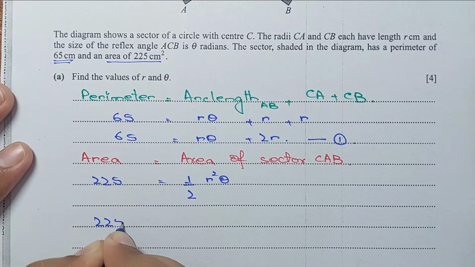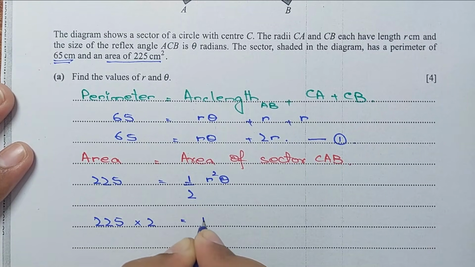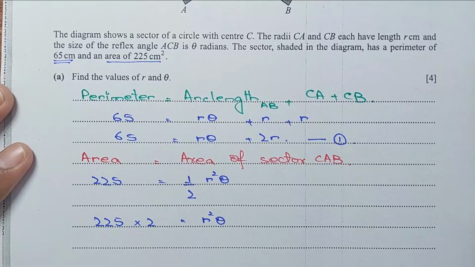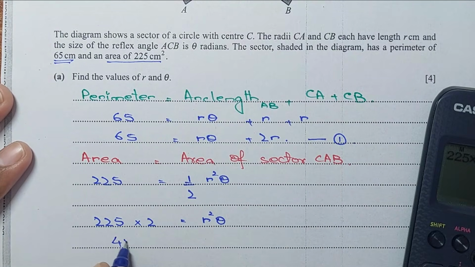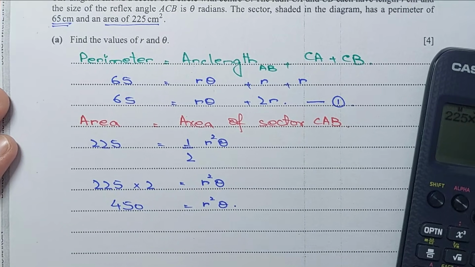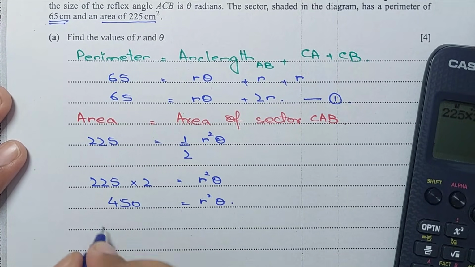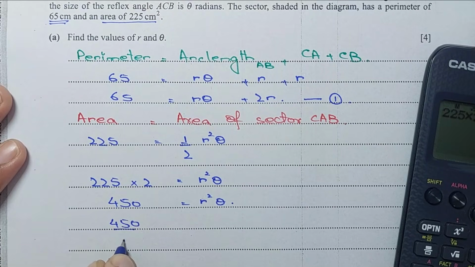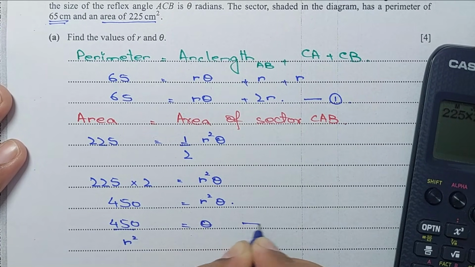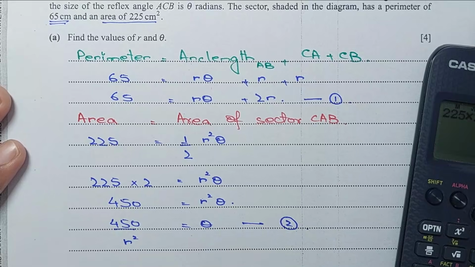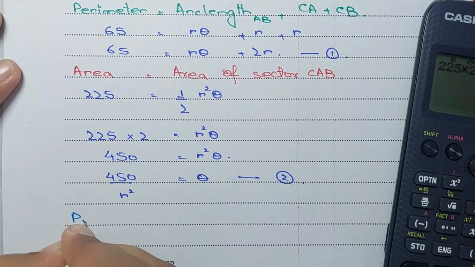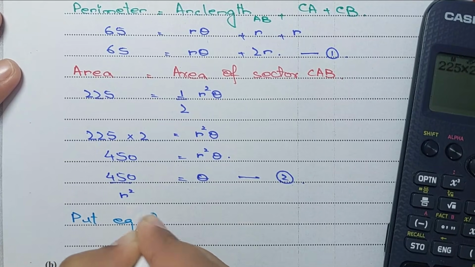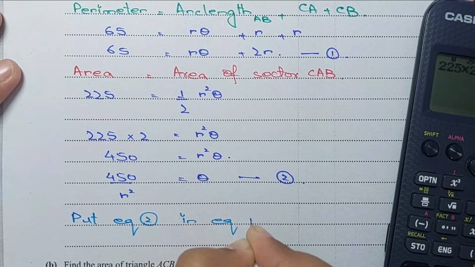Okay, so 225 multiplied by 2 gives you radius squared theta. 225 times 2 is 450, which is radius squared times theta. So it is better to take the theta value and substitute over here. So 450 divided by radius squared, you will get theta. That is my second equation. Okay, so now we can put equation 2 in equation 1.